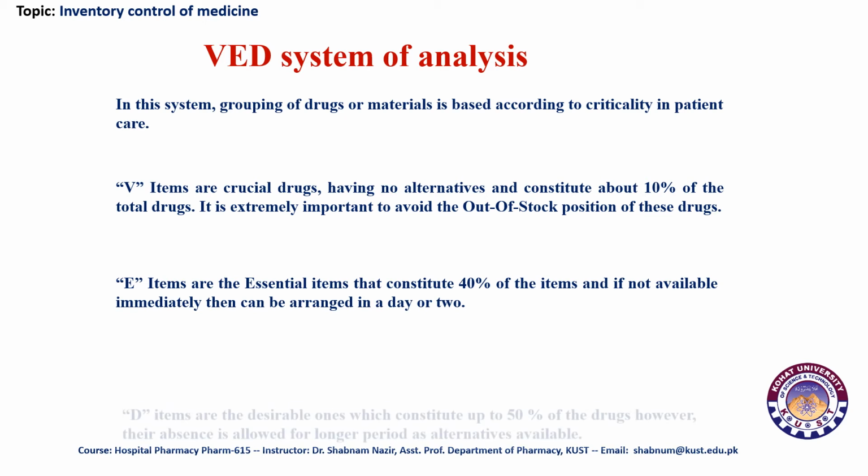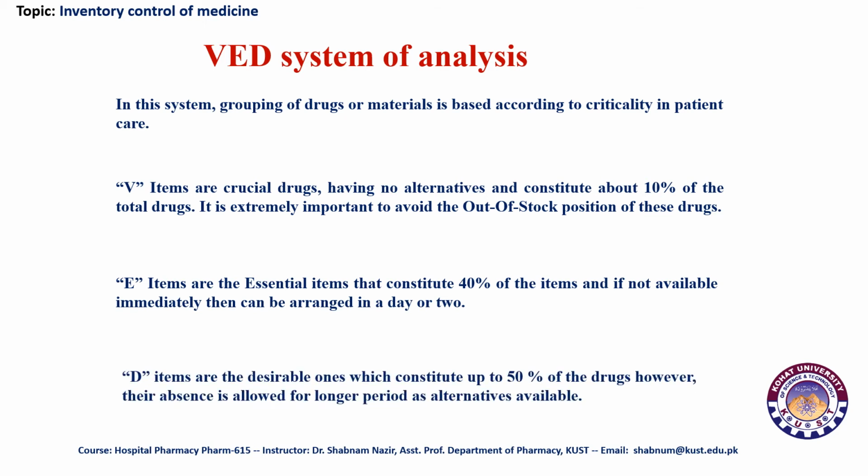Then there come the D items that are desirable ones, which constitute up to 50% of the drugs. However, their absence is allowed for longer periods as alternatives are available. So despite the fact that these drugs are desirable, these are preferred, but their alternatives are available all the time. So their unavailability is not an issue even if their absence is for a much longer period of time.